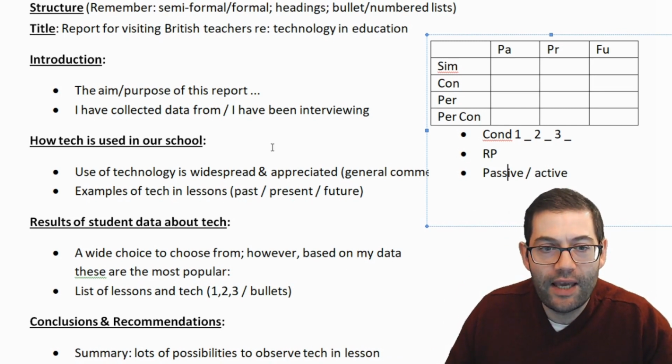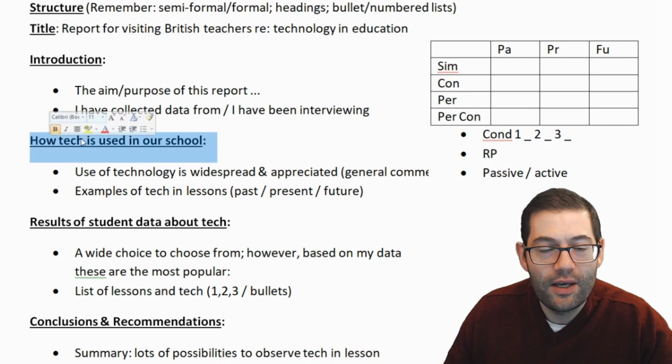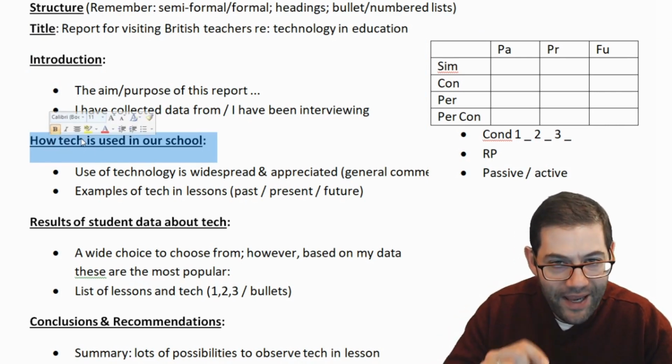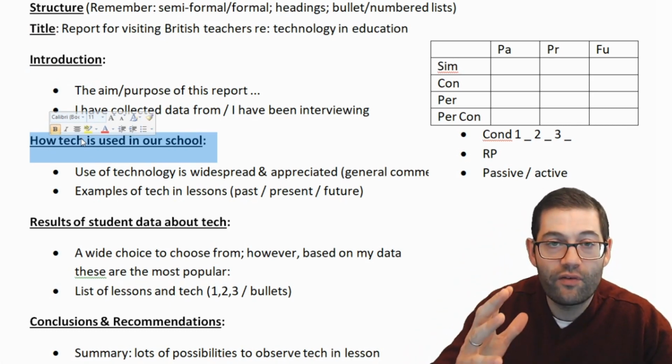Okay, so let's have a look at how I've broken this down. The title, and remember, we've got to use headings. So I've got headings here, I've bolded them and I've underlined them. So the headings are part of my planning process. I haven't just thought of the headings after I've written everything.